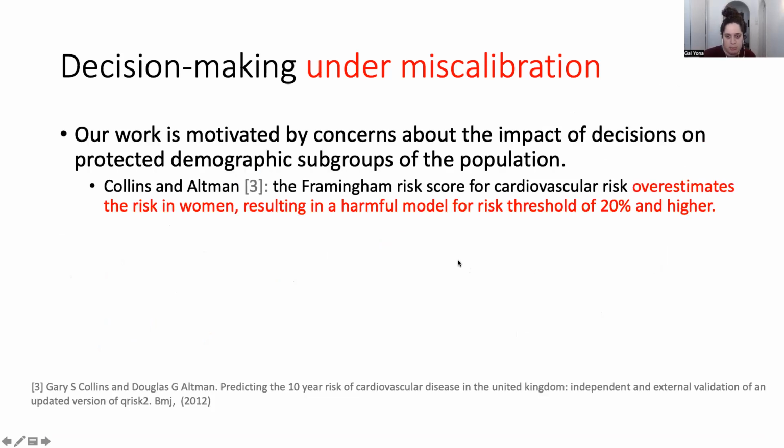So our work is motivated precisely by this question of how our decisions impact protected groups. And there's actually a lot of work showing that this is really an issue in practice. For example, this work discusses how the commonly used Framingham risk score for cardiovascular risk overestimates the risk in women, which indeed causes a harmful model if you use it for thresholds of 20% or higher.